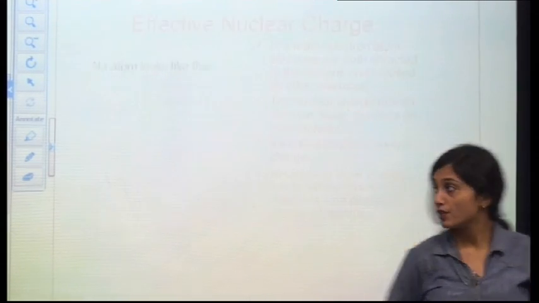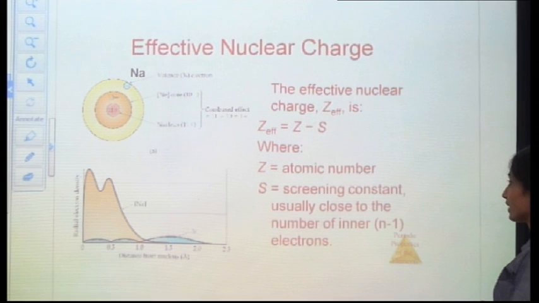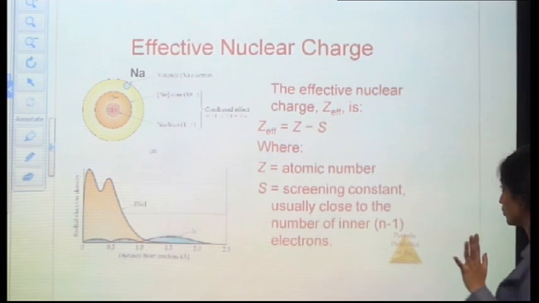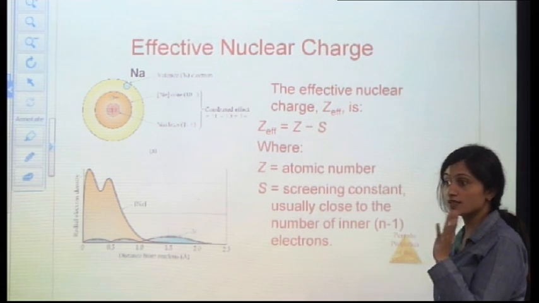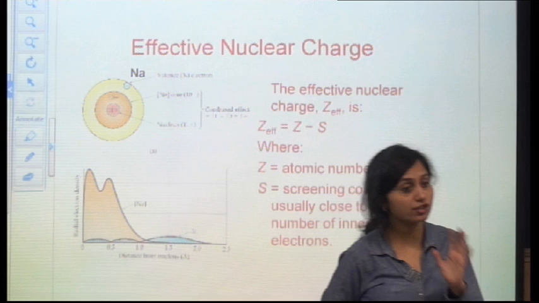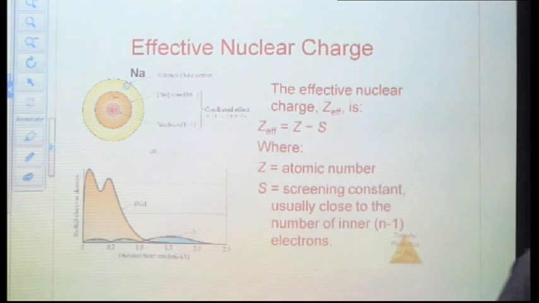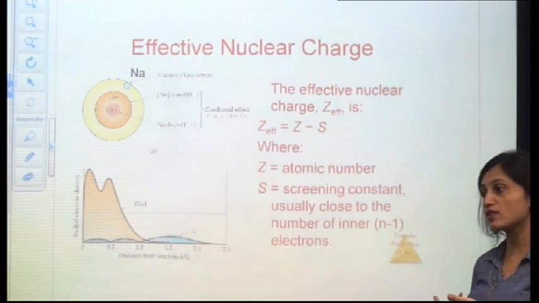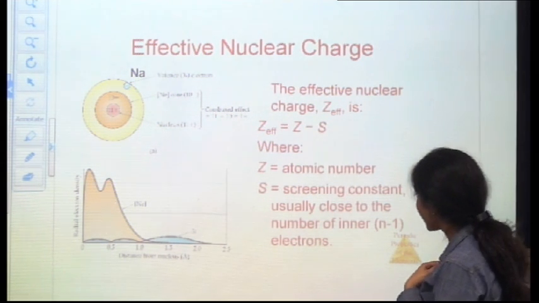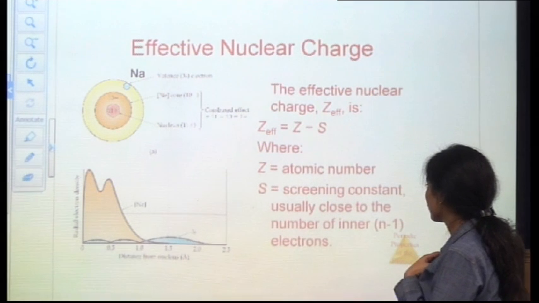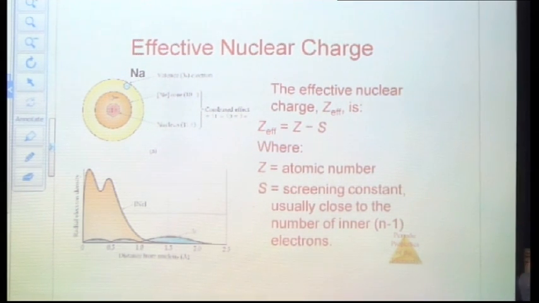Next slide. So what we have here is, if you have to calculate the effective nuclear charge, please note it down. The effective nuclear charge will be Z minus S. This is the formula for effective nuclear charge. Simple one. Where Z you know is the actual charge, the atomic number, because your atomic number is equal to the number of electrons. And S is your screening constant, usually close to the number of inner electrons.